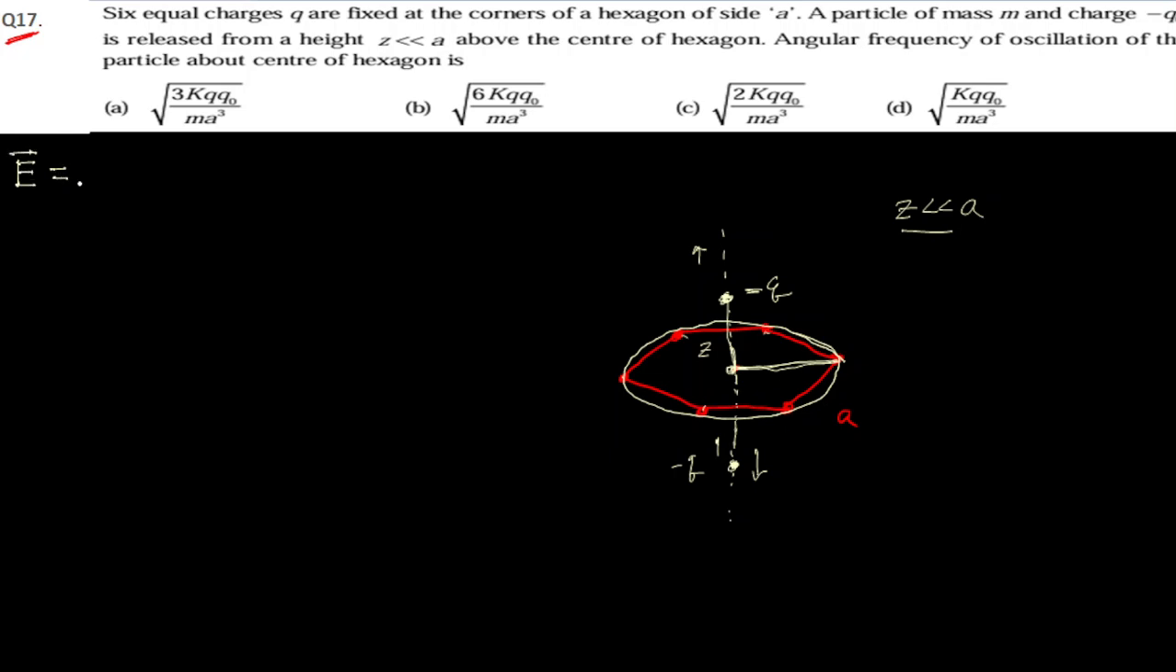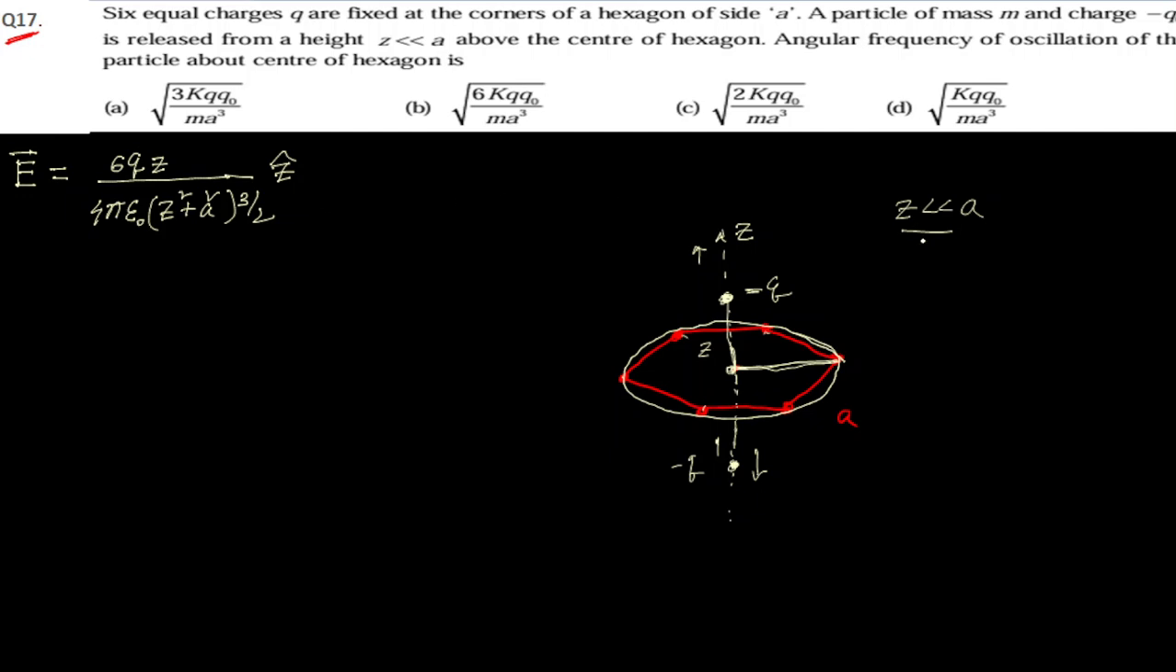The electric field on the axis of the circular loop, along the z axis, will be 6qz divided by 4 pi epsilon naught (z square plus a square) all to the power 3 by 2, and the direction will be along z cap.